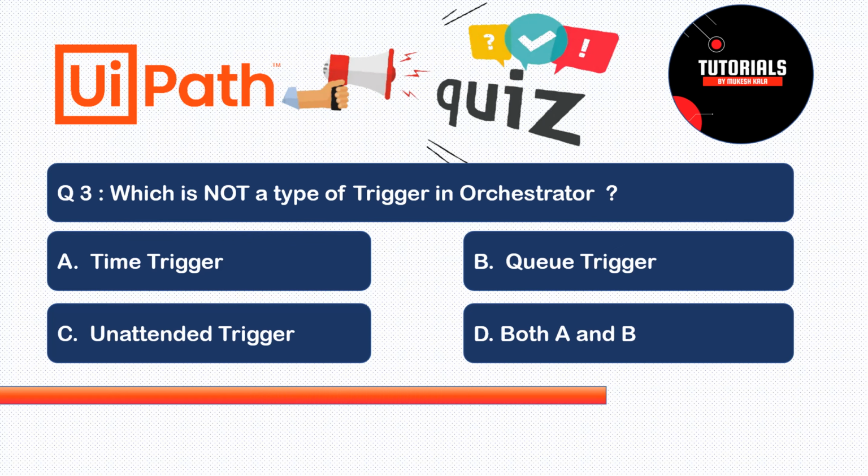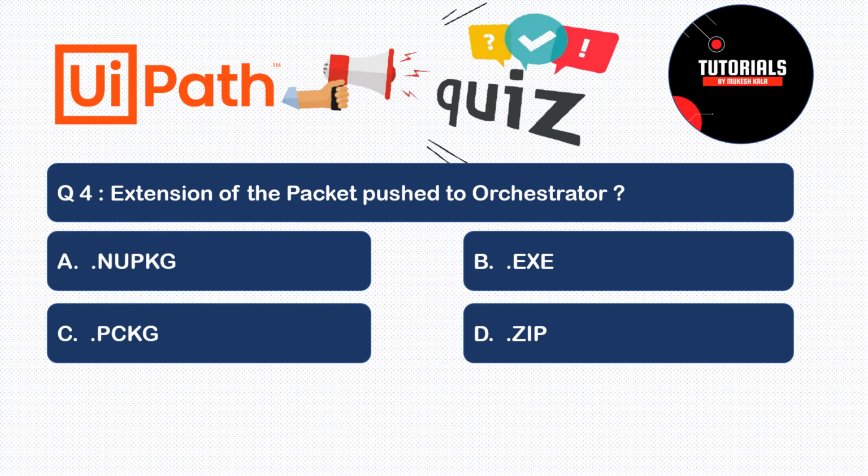I hope you got the answer right. Let us wait for the answer to come up. And the correct answer is unattended trigger. We do not have any trigger called unattended. We have triggers called time trigger and queue trigger. I hope you got this right. Let me go to the next question, question number 4.